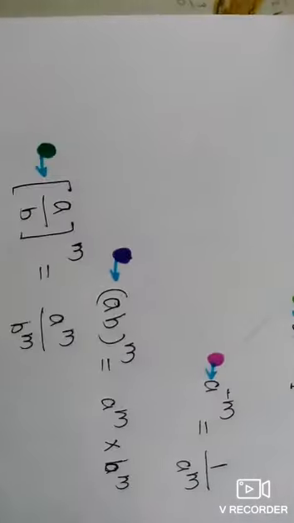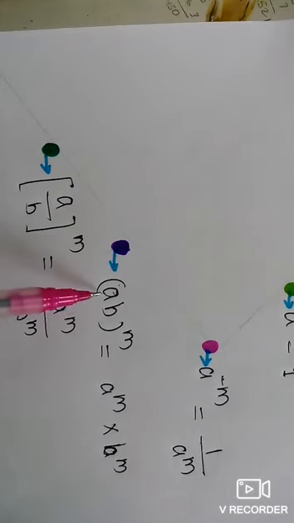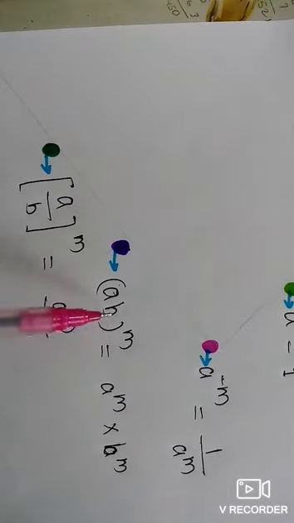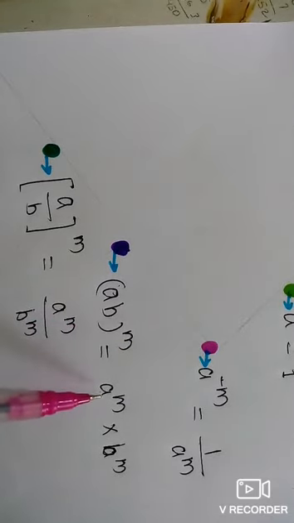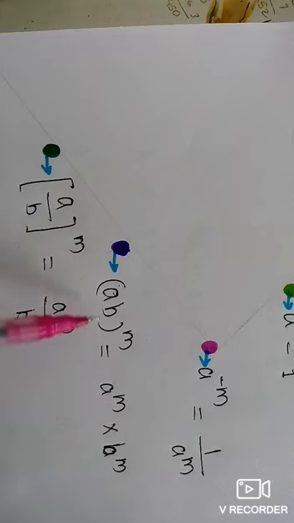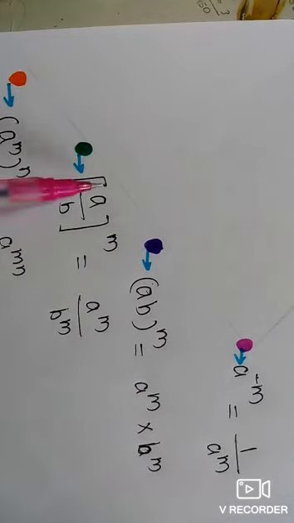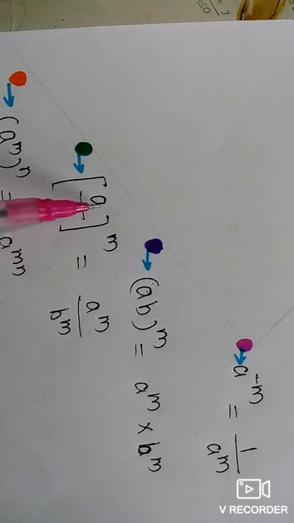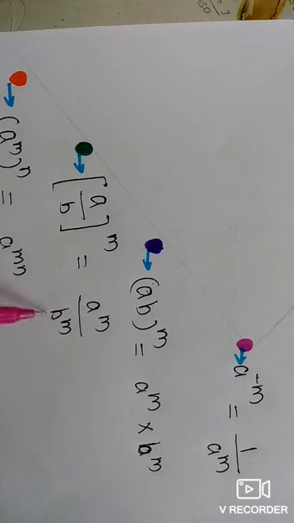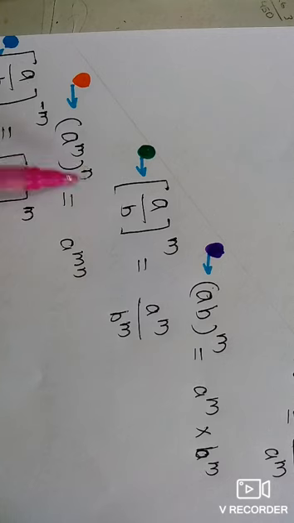Now next one, A into B, bracket raised to m. Means this index m is for both numbers, so we can write it as A raised to m into B raised to m. Now here A upon B, bracket raised to m is equal to, this index is for both the numbers, means we can write A raised to m upon B raised to m. And here A raised to m, bracket raised to n is equal to, we have to multiply. So A raised to m into n.